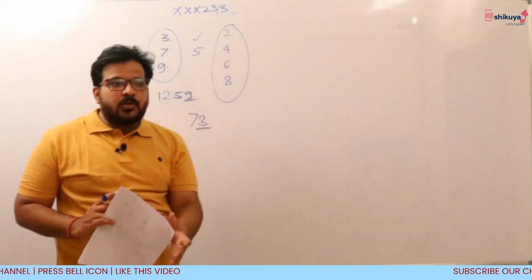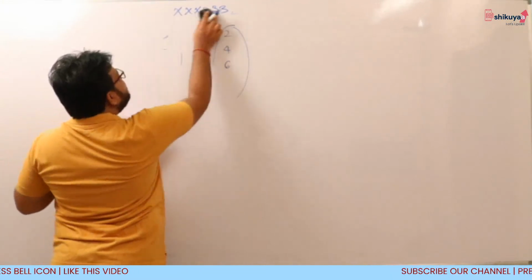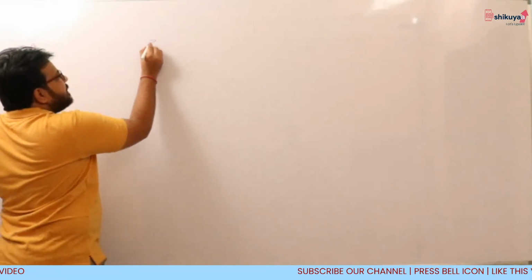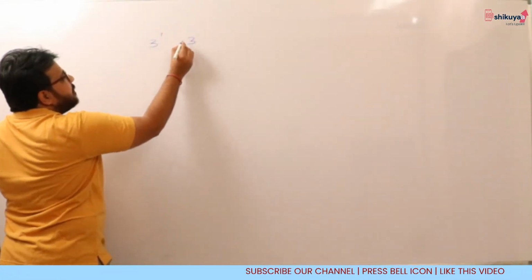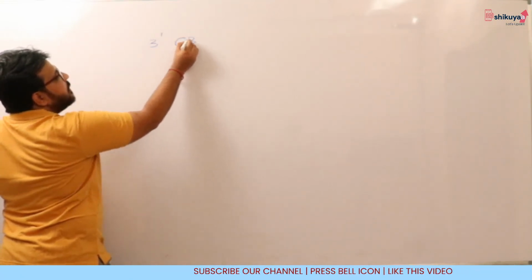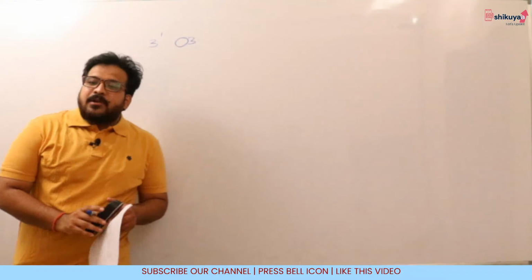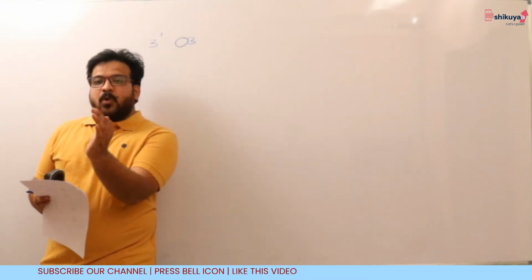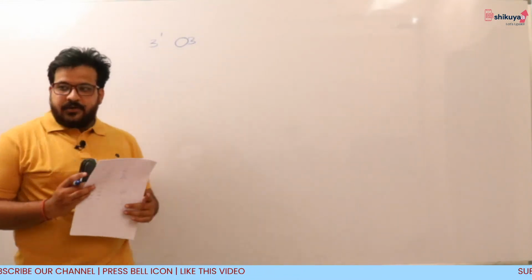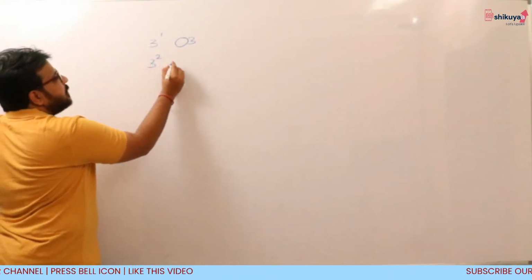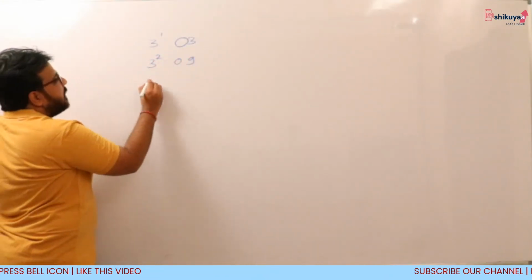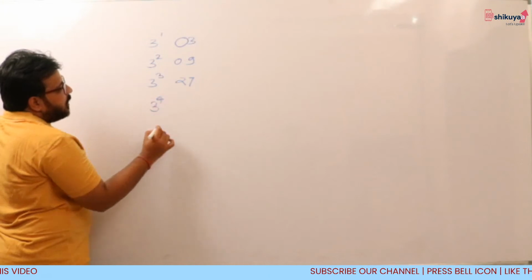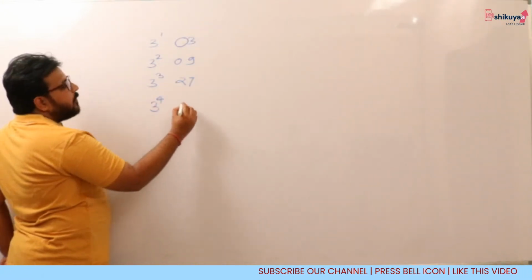For now, I am going to tell you the pattern. Look at the pattern first. When I say 3 raised to 1, that is 3. But instead of only writing 3, I am going to write 03, because I am teaching you the last two digits. So hereafter, whenever I write something, I will only consider the last two digits of the answer. So 3 raised to 2 is 09. 3 raised to 3 is 27. 3 raised to 4, how much? Maybe 81. Am I right?